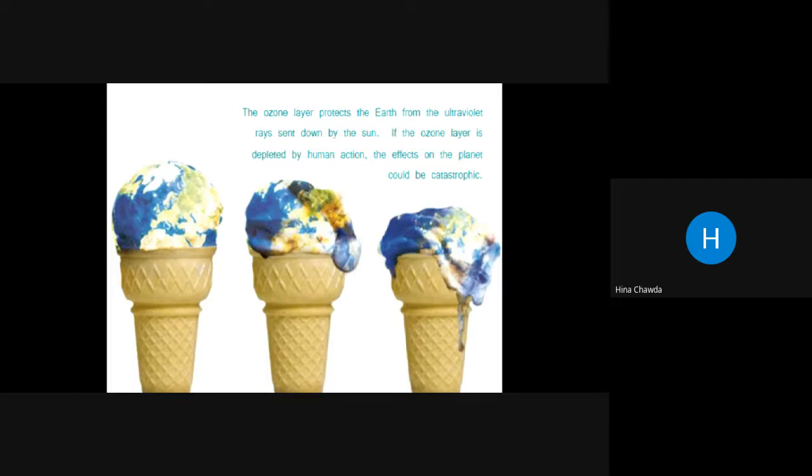Here you can see three pictures showing how the Earth's temperature is increasing, as shown by an ice cream cone whose ice cream melts over time.